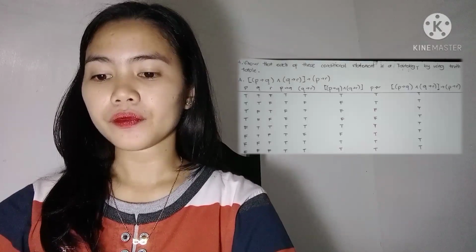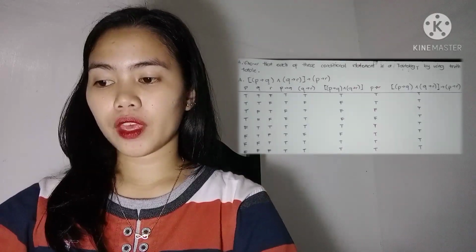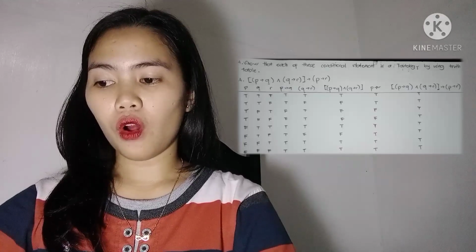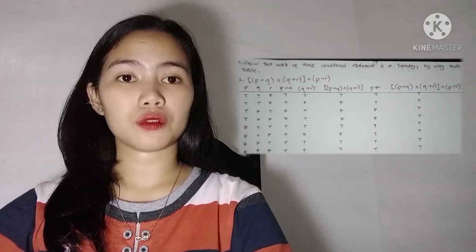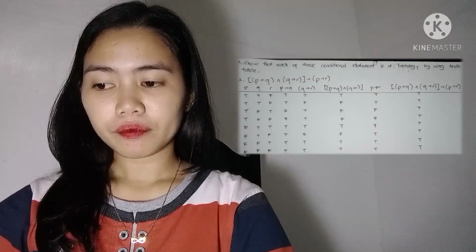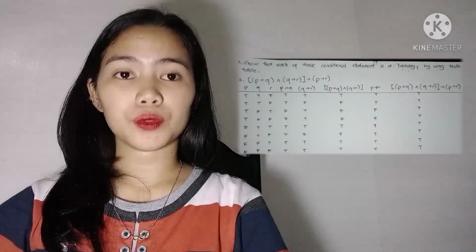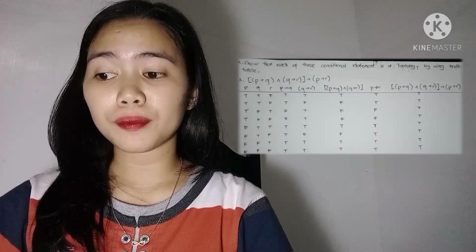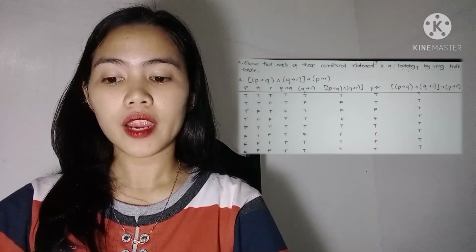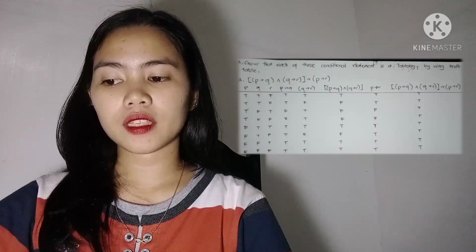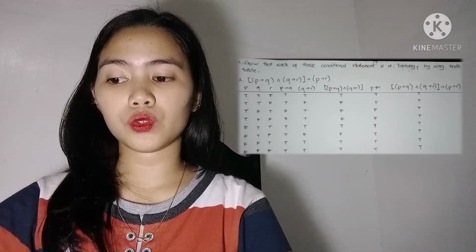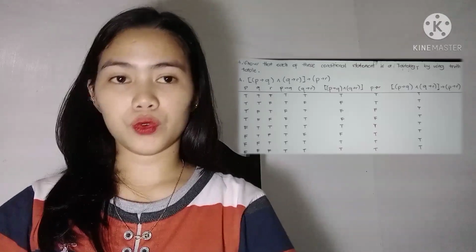So the conjunction of P implies Q, then Q implies R is true, false, false, false, true, false, true, true. And then P implies R is true, true, false, false, then true, true, true, true. And then the whole statement, the conjunction of P implies Q, then Q implies R, implies P implies R, is true, true, true, true, true, true, true, and true.